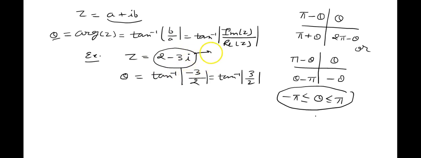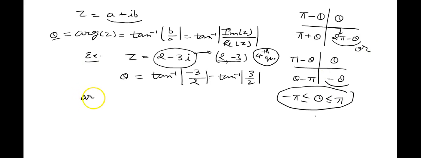For that, I'm going to write this complex number in the form of an ordered pair (x, y). So 2 is my real part and -3 is my imaginary part. If I want to check which quadrant this point falls in, my x is positive but y is negative. So I am going to fall somewhere in the fourth quadrant. Now I'll check the formula for the fourth quadrant. So I can use this or I can use this.